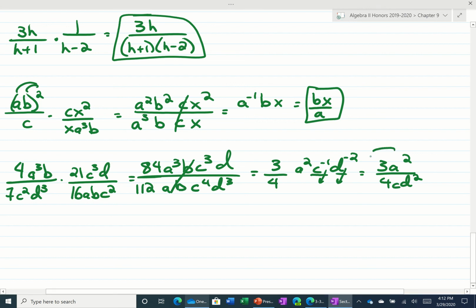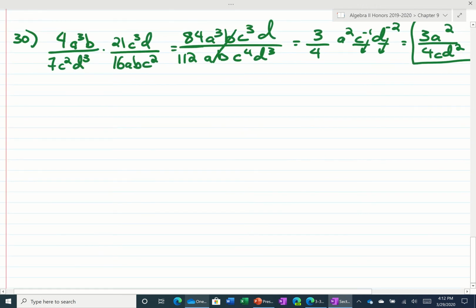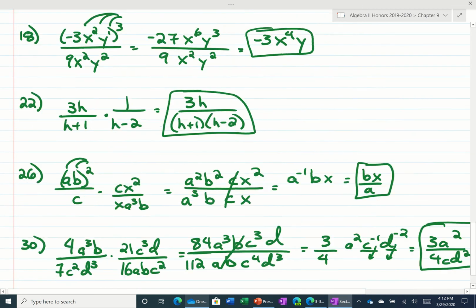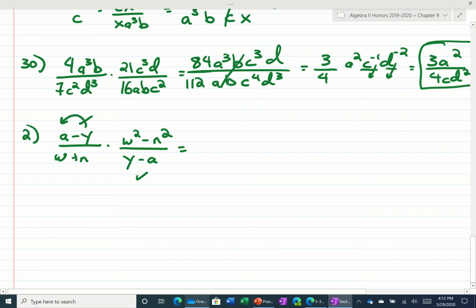Yep, cool. So now I'm just going to take a look at your worksheet real quick. Practice 9.3, let's see if there's any good ones for numbers 1 to 8. Number 1, we could cancel out the a plus y's. Number 2 looks good on the practice worksheet. It says a minus y over w plus n, times w squared minus n squared over y minus a. So I know that these two look alike. So what I'm going to do is I'm going to rewrite it. So the negative y goes in front.